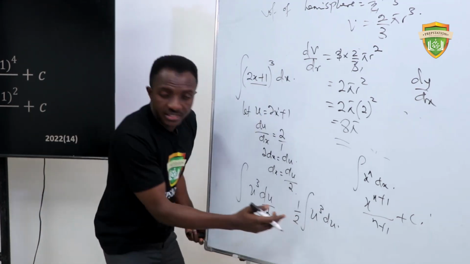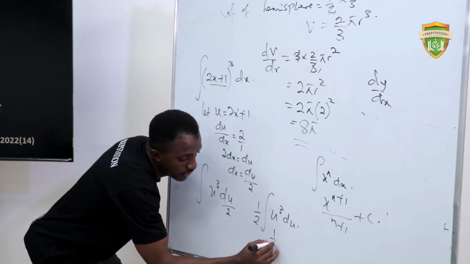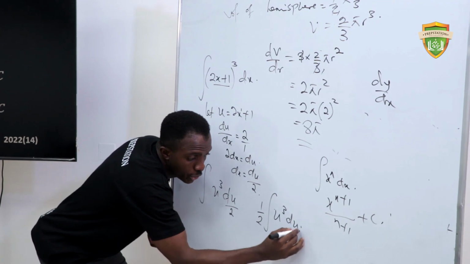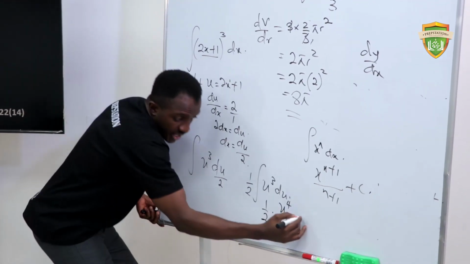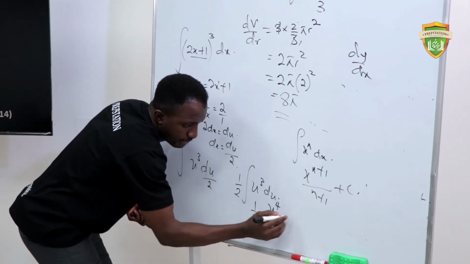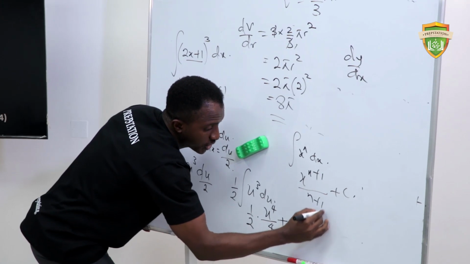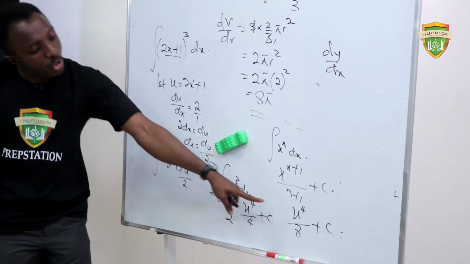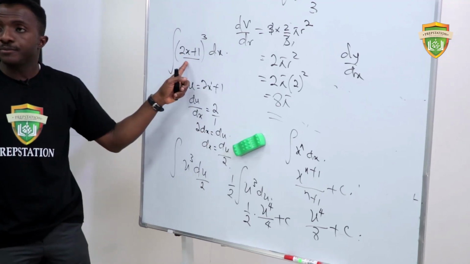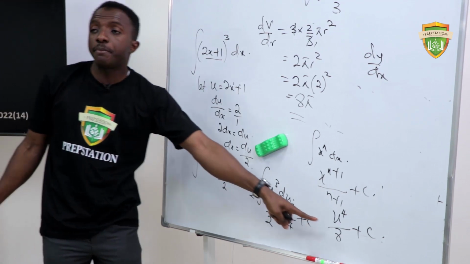So if we solve this, from what I just taught you, this would give me 1 over 2 dot u raised to the power 4 over 4. So this is plus c. Remember there's a plus c here. Good. Now this would be u raised to the power 4 over 8 plus c. But there was no u in the initial question. Remember, we let u be 2x plus 1. So we can replace that here.